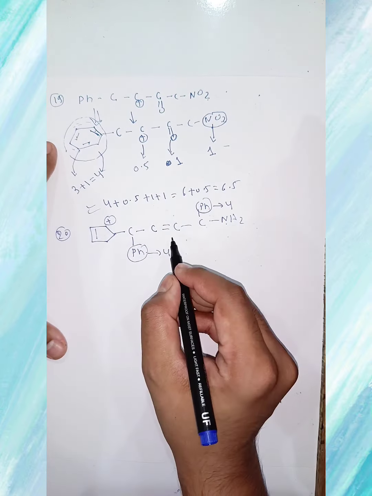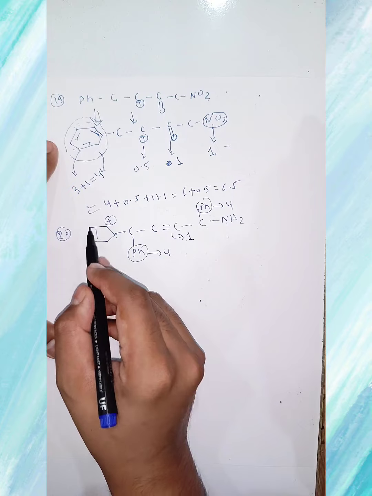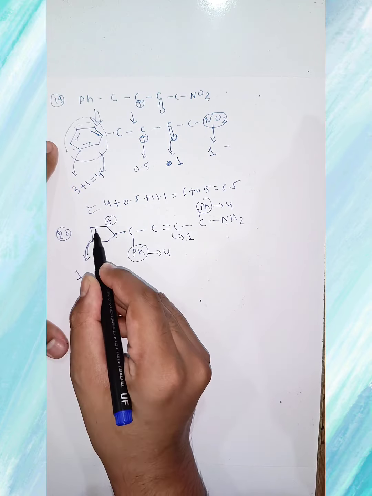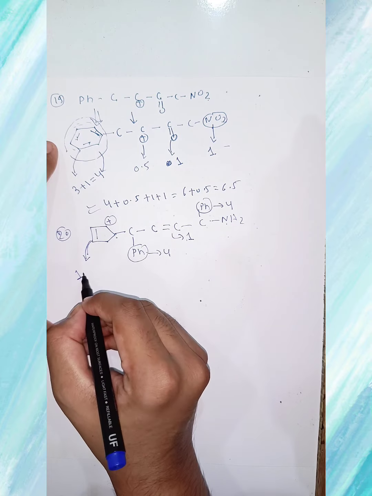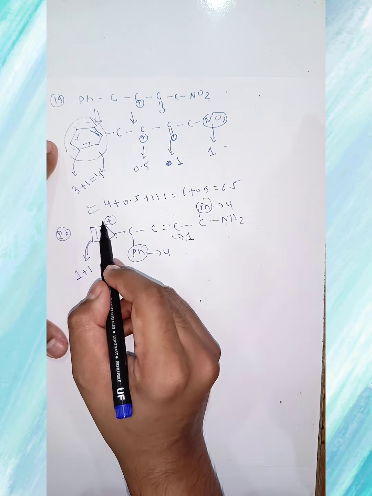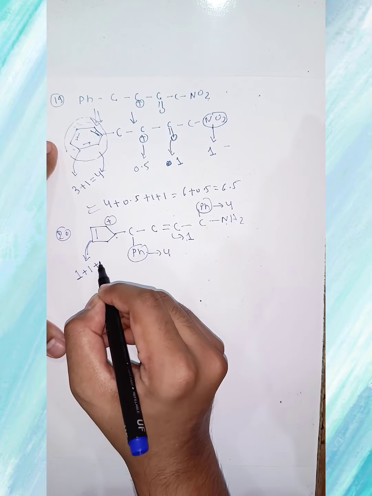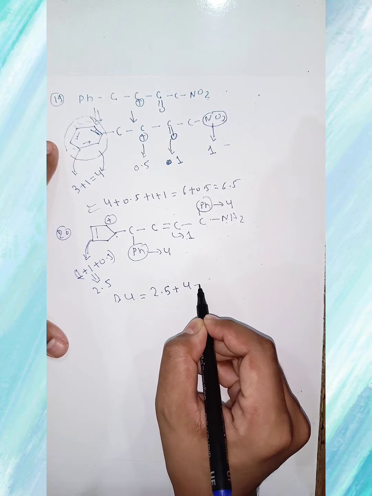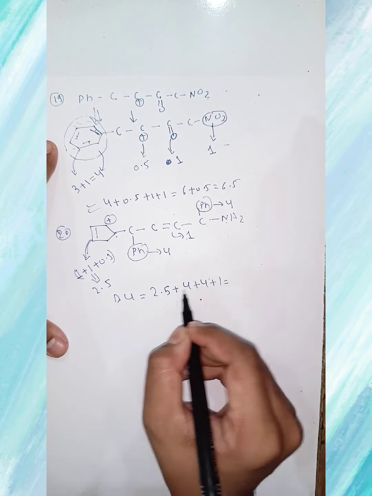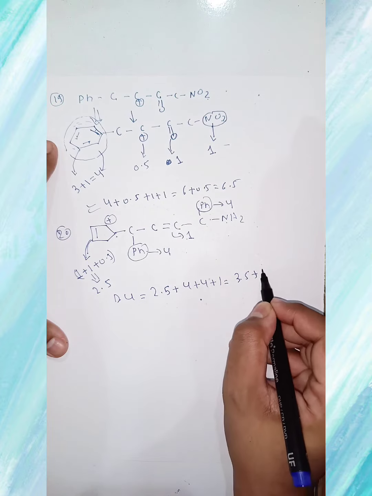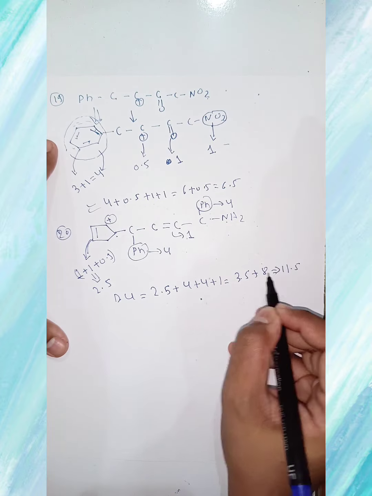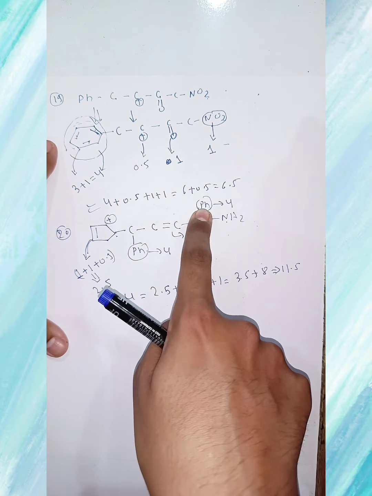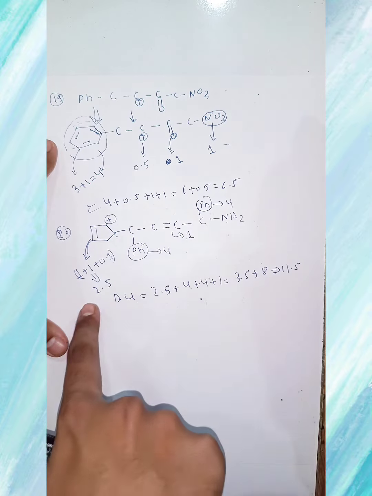This double bond will have a DU of 1. This ring will have a DU. Now be careful here. This ring will have a DU of 1. Inside the ring a double bond is present, DU of 1, and a positive charge on this carbon means plus 0.5. So this will yield 2.5 plus 4 plus 4 plus 1. Calculate: 2.5, this is 4, this is 1, this is 4 again. So 4, 4, 8, 9, 11.5.